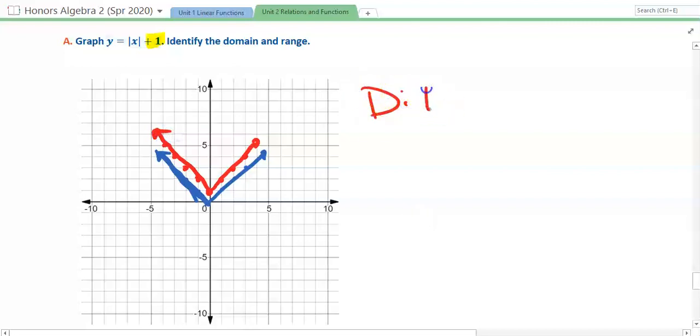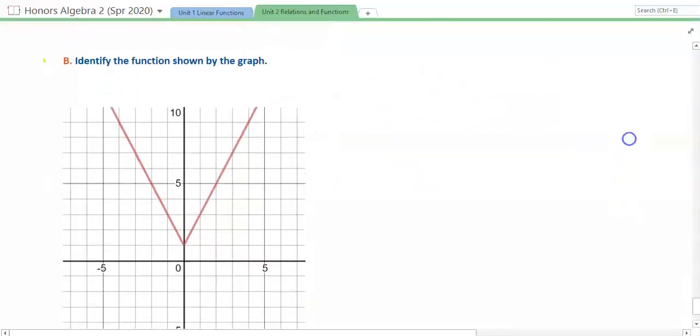Domain and range. Domain, again, we said it's going to be all real numbers. Our range, we shift everything up. And so the bottom of this graph, the vertex, the minimum, is now at 0, 1. So y is greater than or equal to 1 instead of 0. So 1 to infinity.